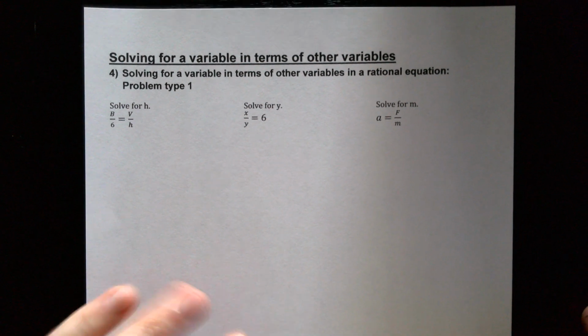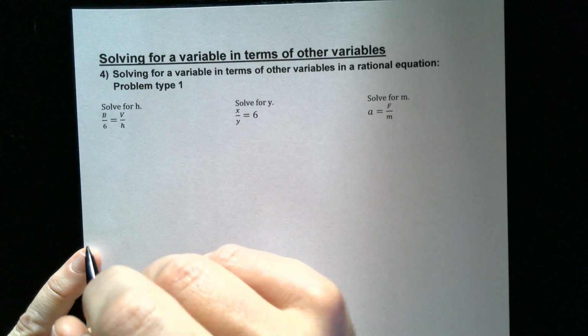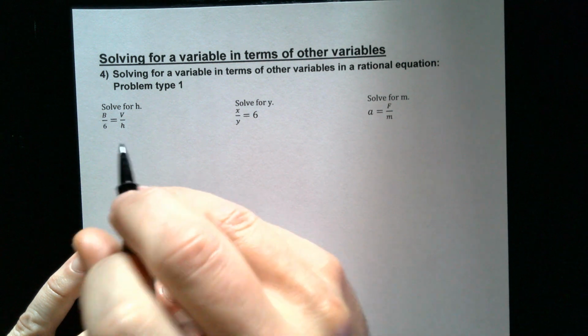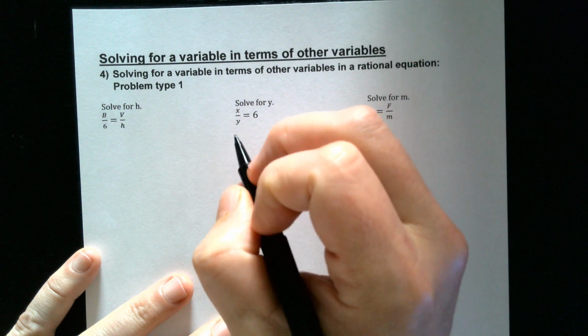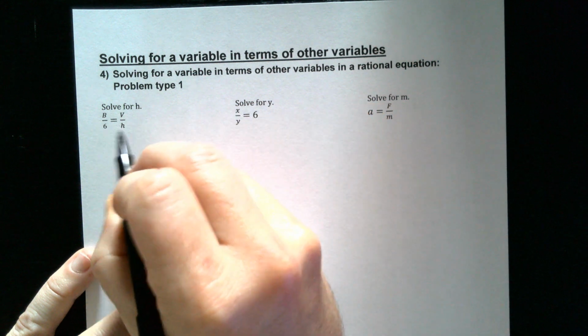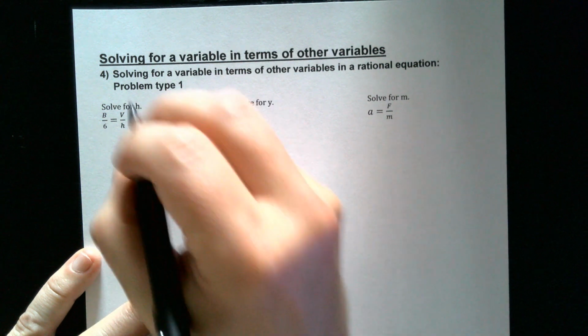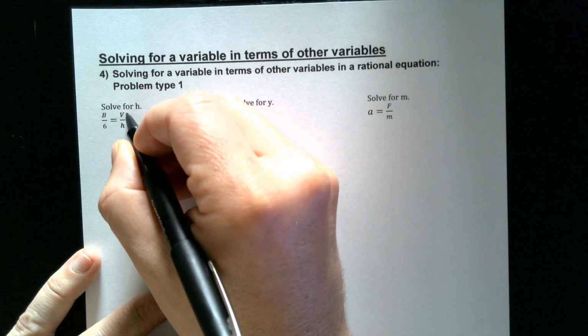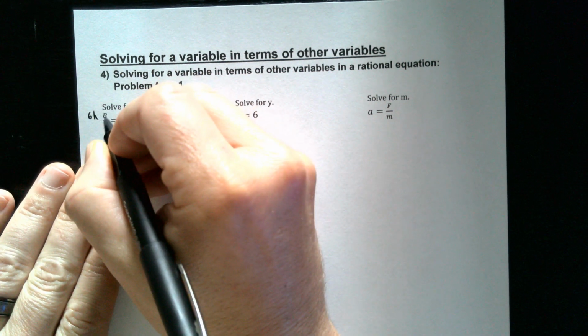It says solve for h. So we find h. It's down here on the bottom, right? So we need to get the h out from the bottom. We also need to try to get rid of all the fractions if that's possible. So we can see that there's two fractions, so we have a 6 and an h. So we can multiply everything by 6h, 6h over here and 6h over here.